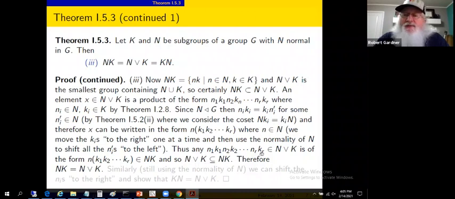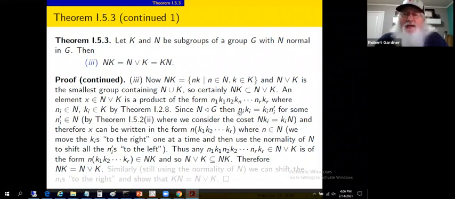So any product of this form can be written in this form, and this thing here is an element of NK. We chose x, an arbitrary element of the join. Observe we can write x like this. X is also of this form. X is in NK. So we took an arbitrary element of the join and showed it's in NK. We've shown the join is a subset of NK.